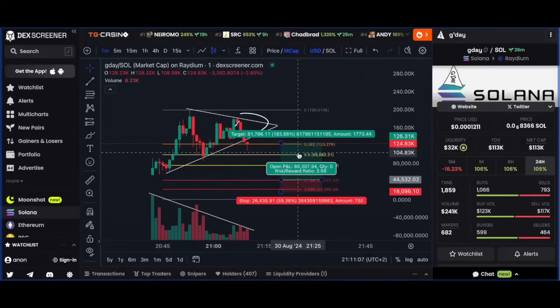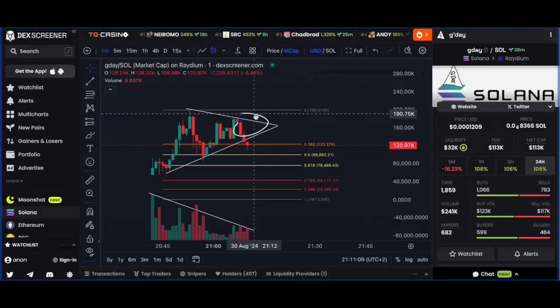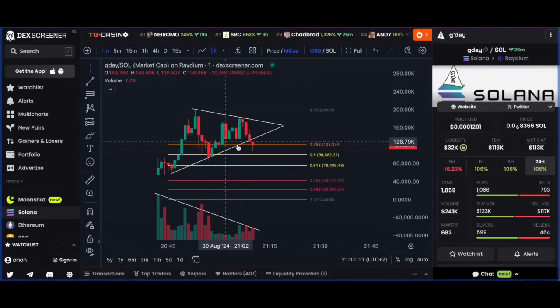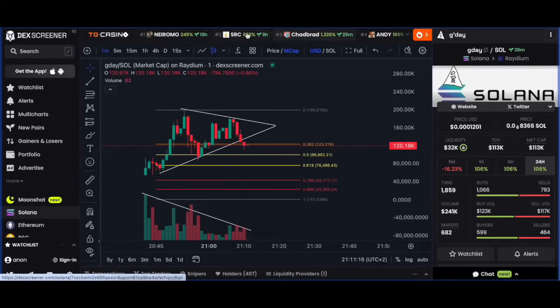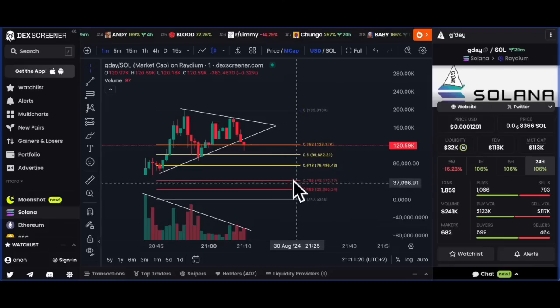That's how I like to trade those swing trades if you aren't in the trenches and you miss the first ones. What I like to do is come to Dex Screener and look at top volume up the top here, look at the charts, and find a chart that I like, potentially looking for a breakout here.